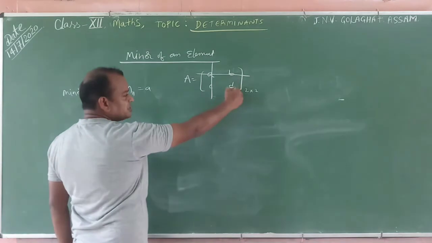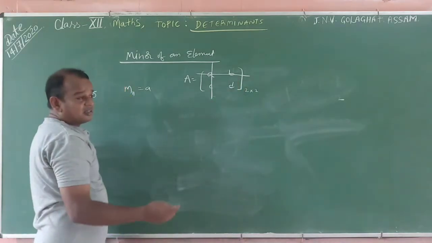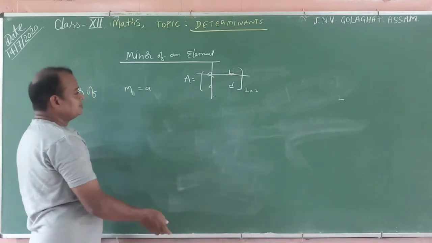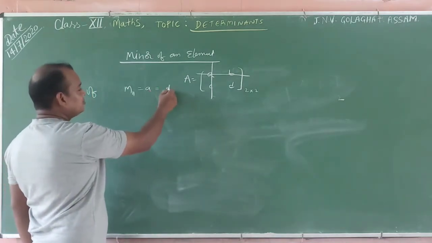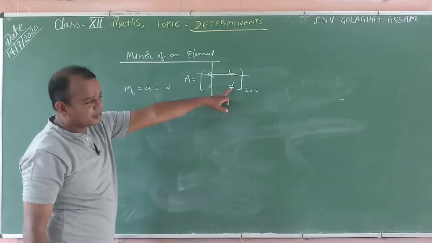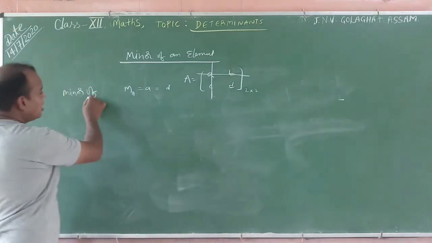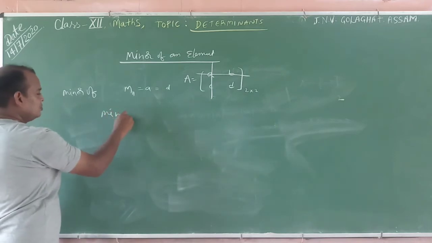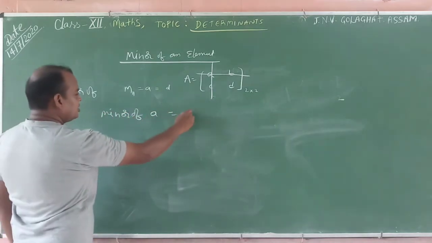The remaining element is D, that is a square matrix of order 1 by 1, equal to D. What is the determinant of this one? It means D only. That is, the minor of the element A is equal to D. Minor of A is equal to D.